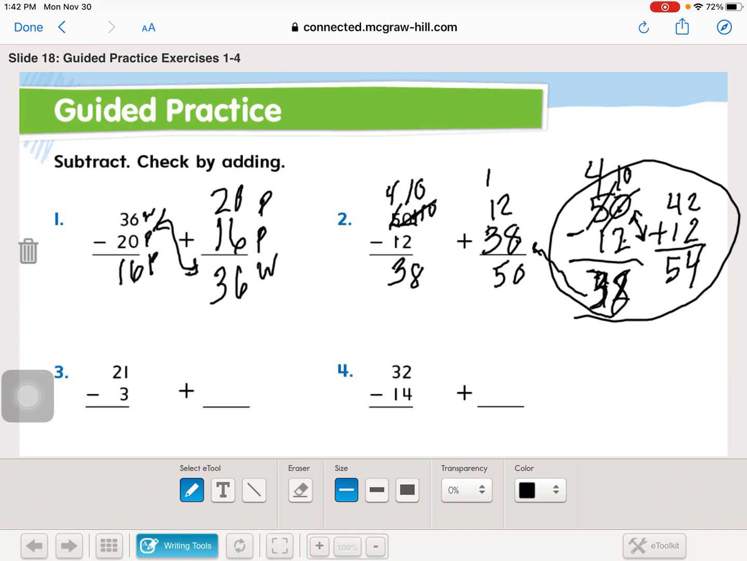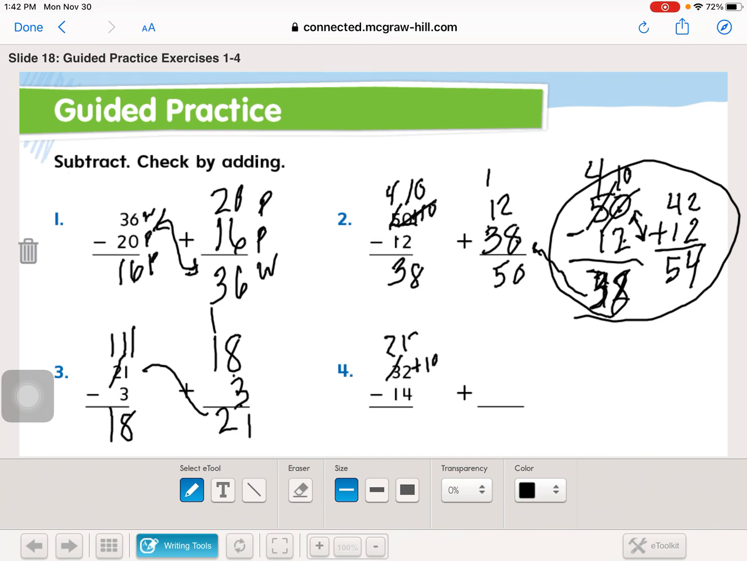More on the top or more on the floor? We have more on the floor. Go next door. 10 plus 1 is 11. 11 minus 3 is 8. Bring down the 1. So my 2 parts are 18 and 3. Make sure you get them lined up properly. 8, 9, 10, 11. 1 plus 1 is 2, which gives me 21. And it matches. Did you get 21? Hopefully so. And then 2 minus 4 we cannot do, so we are going to go next door.